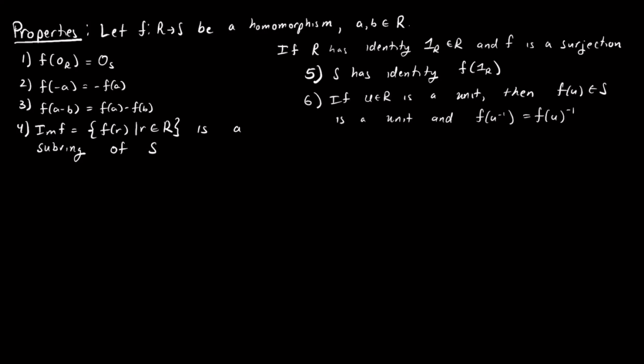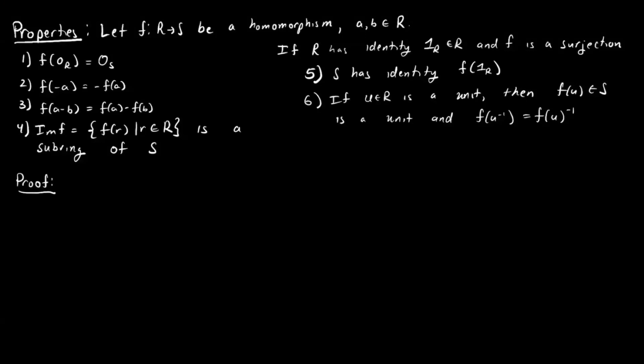And we'll also have that if u in R is a unit, then f of u inside of S is also a unit. So homomorphisms will map units to units. Again, the homomorphism has to be a surjection, and the ring R has to have identity for this to be true.